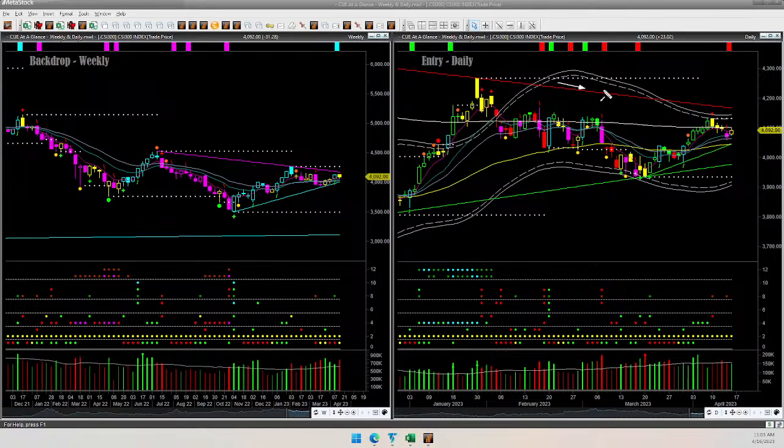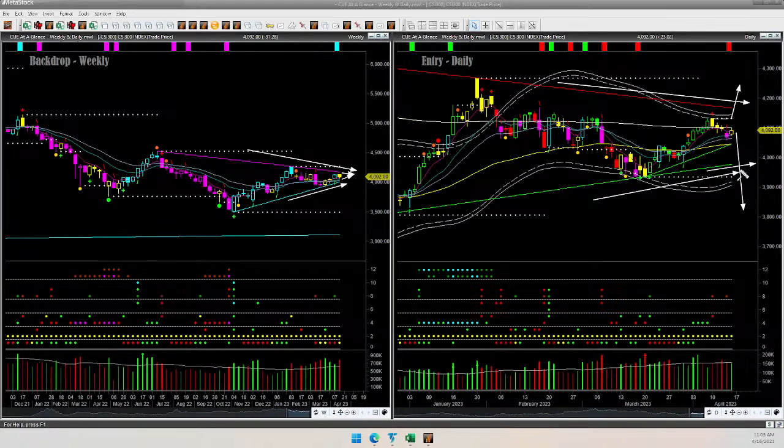CSI 300 is inside a range in both daily and weekly. The weekly range is very narrow, coming to the tip of the triangle pattern. There is no preferred trading direction in this symbol also. I'll wait for it to break out to the upside or to the downside.